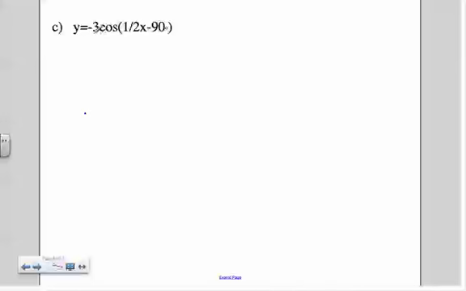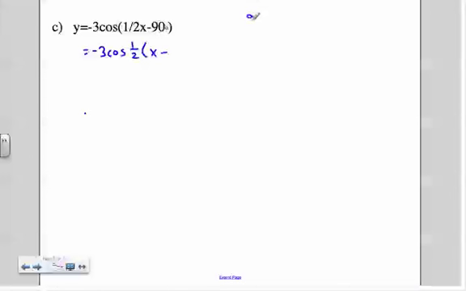So now we have y = -3 cos(1/2 x - 90 degrees). There's a problem with this one. The k cannot touch the x if there's a b as well. So I have to bring that 1/2 out in front of the bracket. It's not a problem to take 1/2 out of 1/2 x. I just move it out. But to take it out of the 90, I'm factoring or dividing.